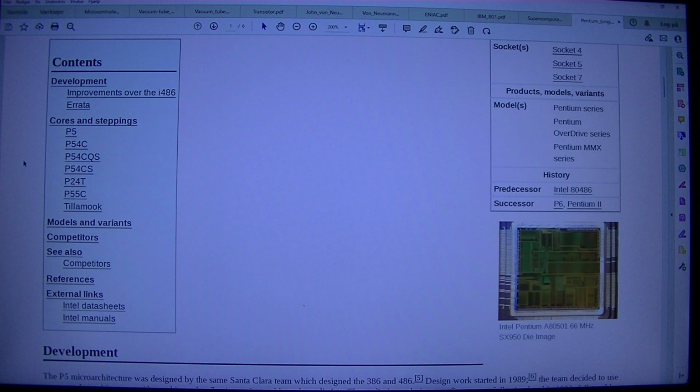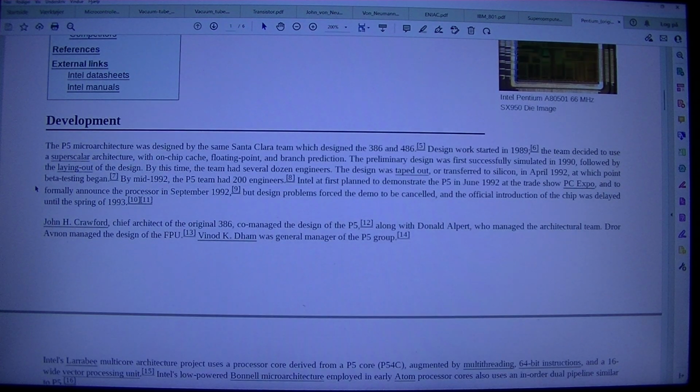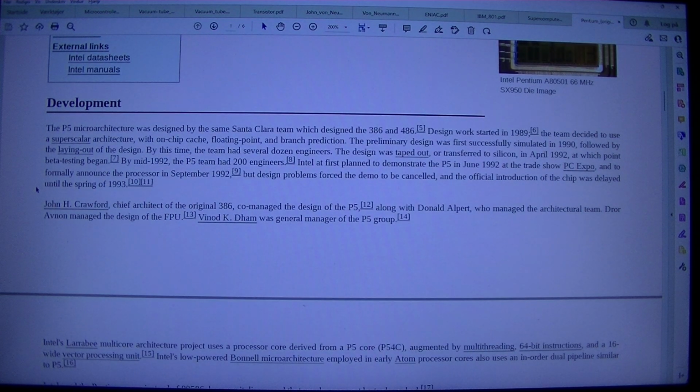Contents. Development. Improvements over the i486. Errata. Cores and steppings: P5, P54C, P54CQS, P54CS, P24T, P55C, Tillamook. Models and variants. Competitors. See also. References. External links: Intel data sheets, Intel manuals.